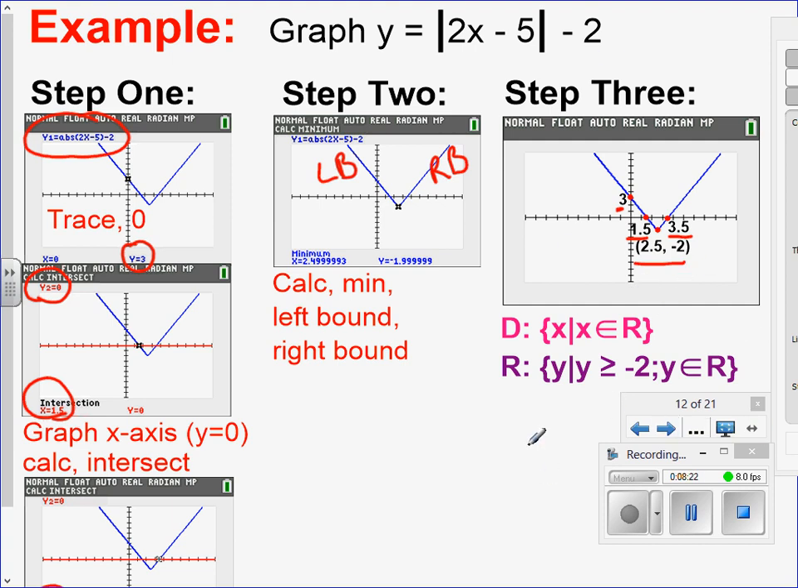Now notice my domain and range has changed a little bit. My domain is still an element of the reals, but since I have a vertical shift outside of the absolute value, I went down to my range is now y greater than or equal to negative 2. So that's changed a little bit.